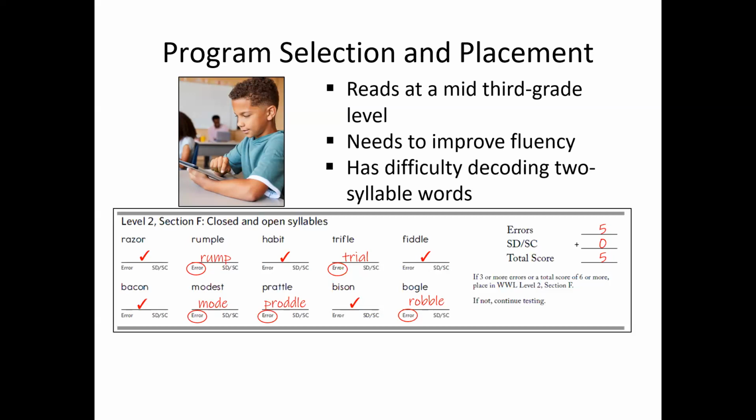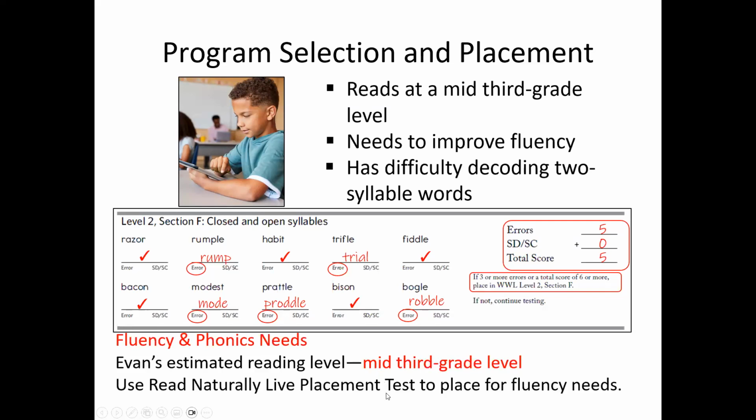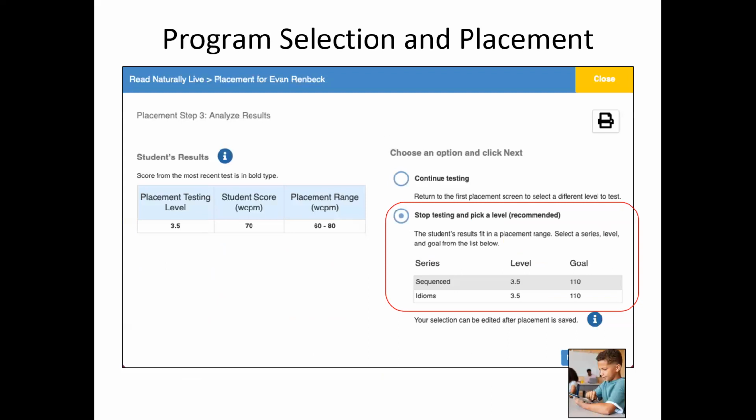Their fluency needs and phonics needs don't line up as well usually. So when I give Evan this assessment, we find out right away, yep, section F in level 2 he needs to work on. He gets 5 errors off the bat. Notice that the recommendation does not include anything about Read Naturally Live because there's not a level that high. So he has fluency and phonics needs. He's reading at a mid-3rd grade level. He's going to need to work in Read Naturally Live for his fluency needs. He can work in Word Warm-Ups Live for his phonics needs and Read Naturally Live for fluency.